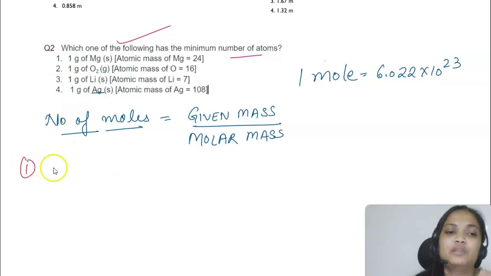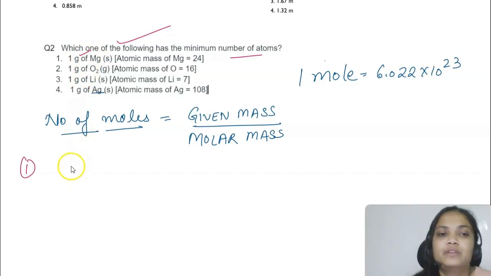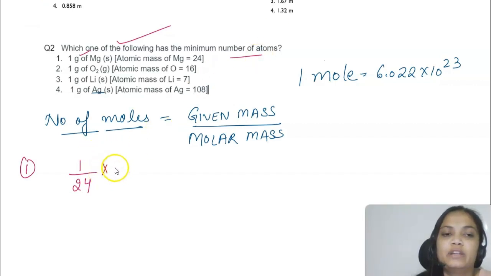So for magnesium, students, 1 gram is given. For 1 gram here, please see that the given mass is 1 and the atomic mass is already given, which is 24. So this will be the number of moles for the first one. So how many atoms would be there? 1 by 24 into Avogadro's number. So I can clearly write Na upon 24, you can say.